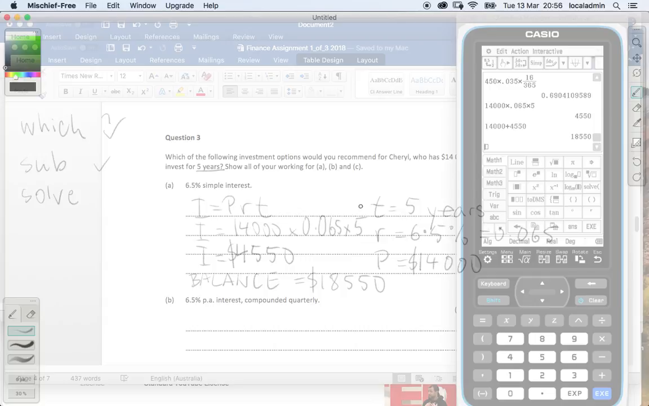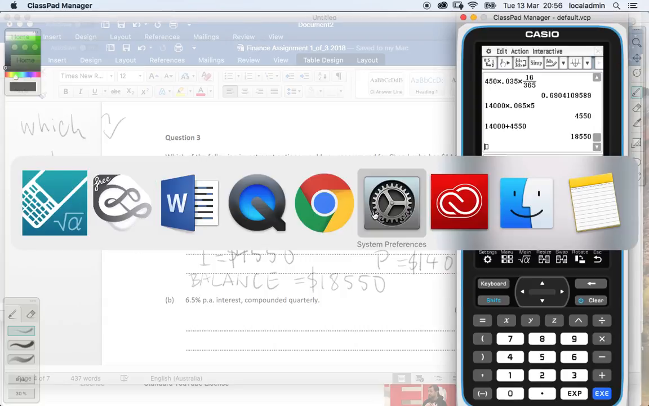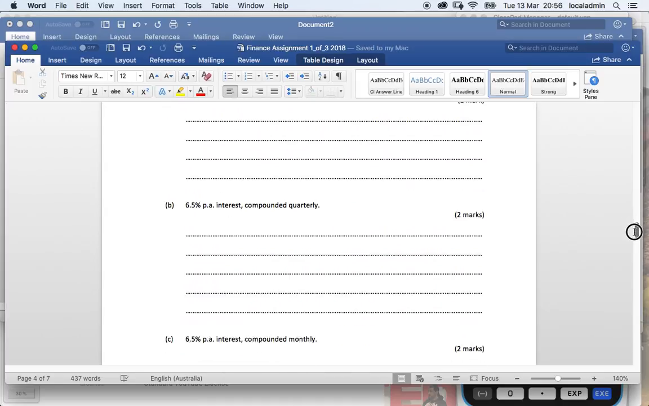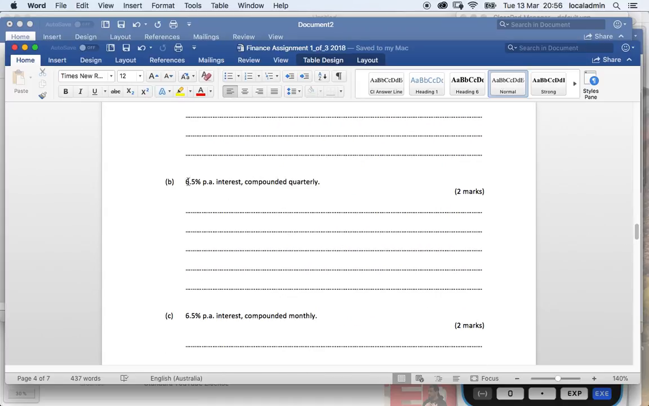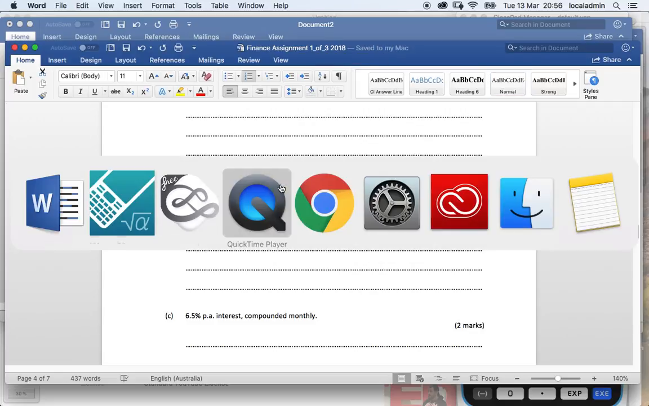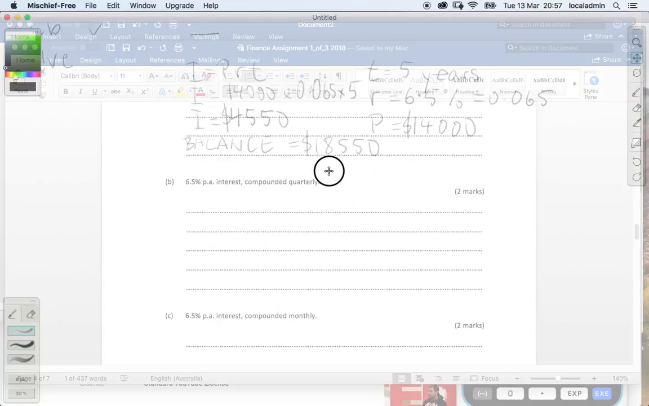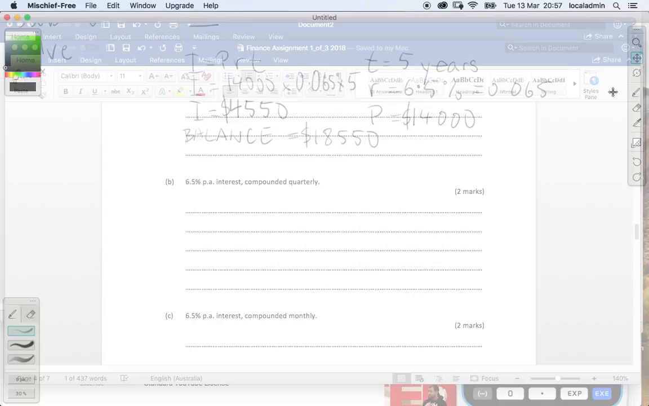Let's do the next question. So the next question obviously tells us that we use now 6.5%, so same interest rate, but this time it's compounded quarterly. So the magic word obviously is compounded. Let's go back here. And we can move this, I believe. Yes, we can. So we leave that up there.